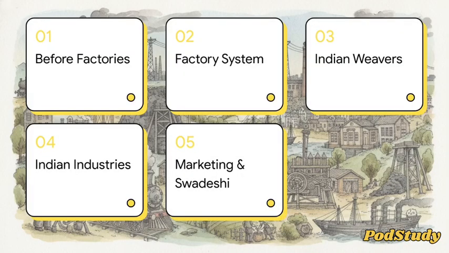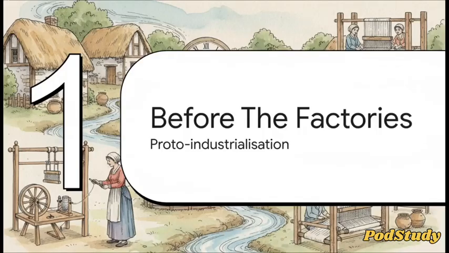Here is our roadmap for Aaj ki class. First, before factories. Second, the factory system. Third, Indian weavers. Fourth, Indian industries. And finally, marketing and Swadeshi. Let's jump right into part 1, before the factories.